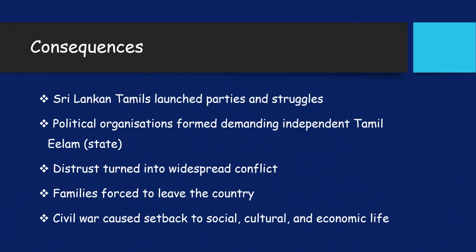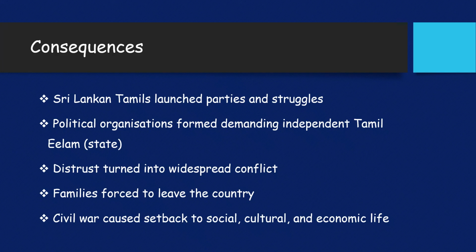Let us see and understand what happened after all those majoritarian steps adopted by the elected government. The parties were launched for recognition of Tamil as an official language. There were a lot of struggles happening there. People obviously wanted their own language to be recognized. Further, political organizations were formed demanding Tamil Eelam or a Tamil state.